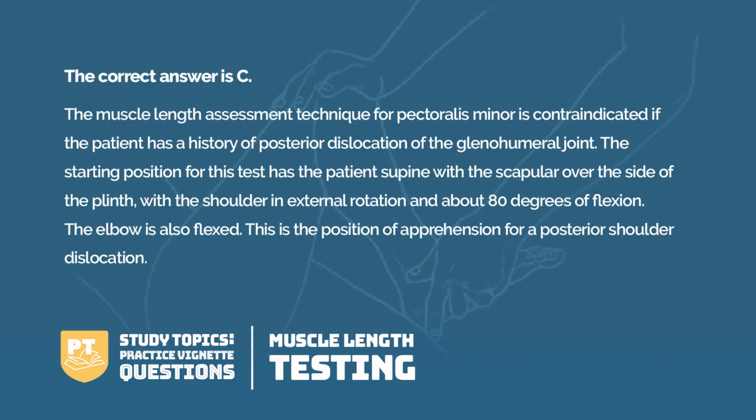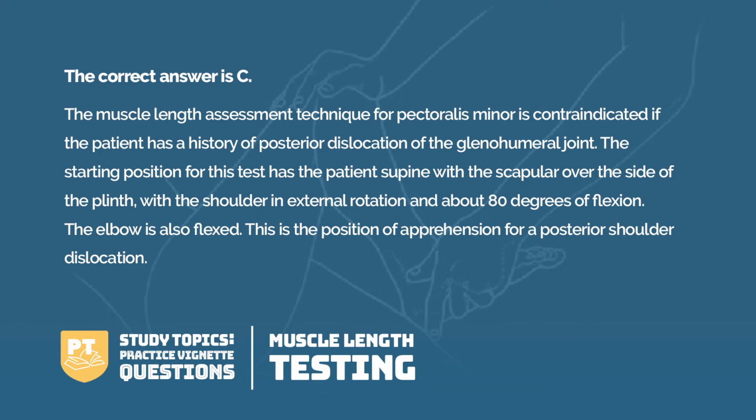Okay, let's review the answer. The answer here is C. Now, the muscle length assessment technique for the pectoralis minor is contraindicated if the patient has a history of posterior dislocation of the glenohumeral joint. So it's really important that you understand your special tests because this will give you a better idea of whether this is the position that you would test pectoralis minor in.